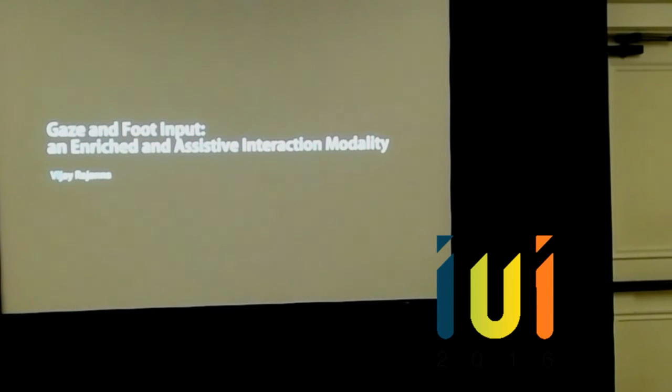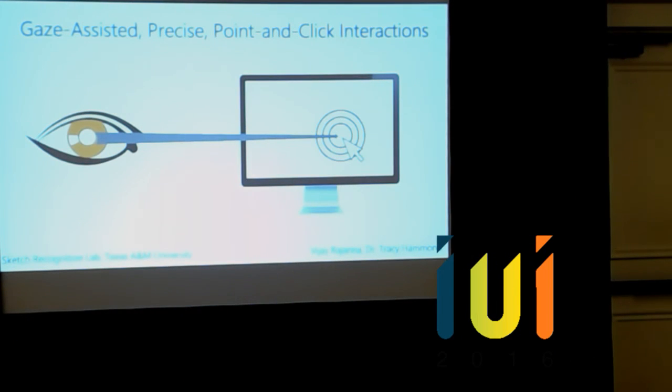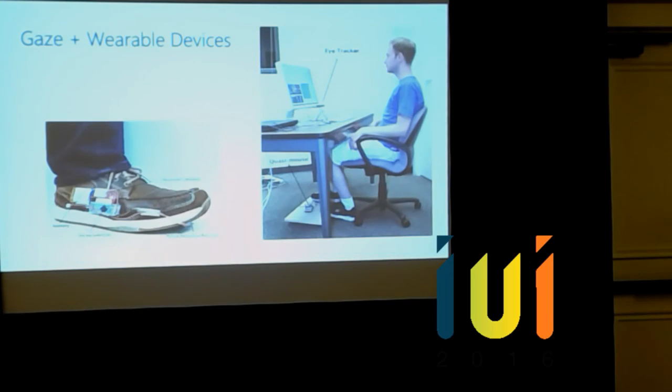Hi, my name is Vijay Rajana from Texas A&M University. This is my work. So have you ever wondered how to achieve precise point-and-click interactions in a gaze-assisted environment? What solutions exist other than dwell and blink-based solutions for accurate gaze-assisted interactions? Also, how to facilitate selection of small targets without modifying the interface itself?